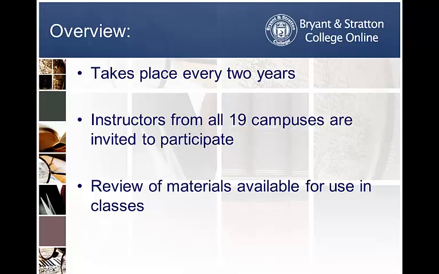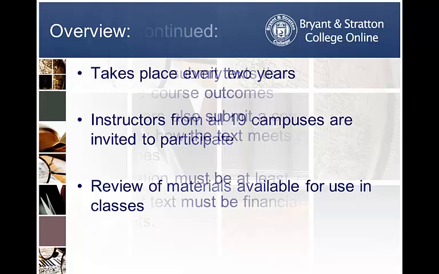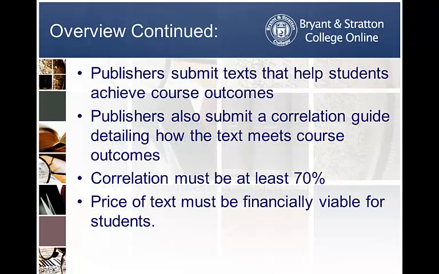Media review takes place every 2 years and is the process through which all faculty members across all campuses are given the opportunity to review materials for the classes we offer. As the first step of the process, publishers are asked to submit texts they believe will help students achieve course outcomes. Educational Services, sometimes referred to as the Systems Office, works with the interested publishers by requiring them to submit documents illustrating how the texts correlate to individual course outcomes.